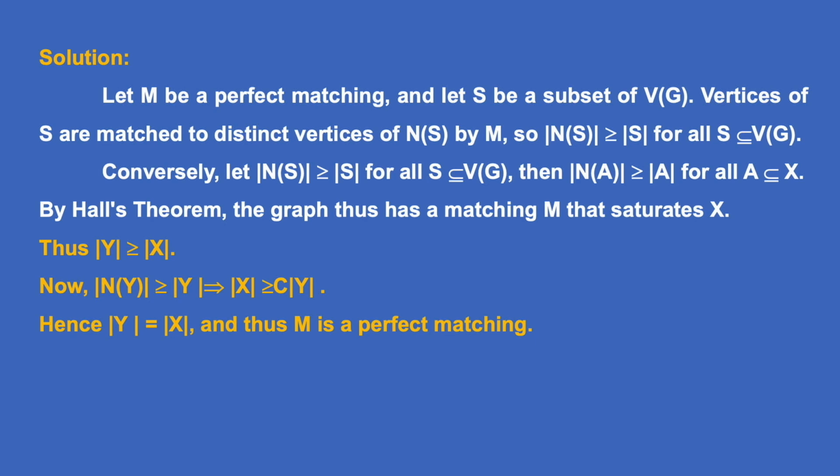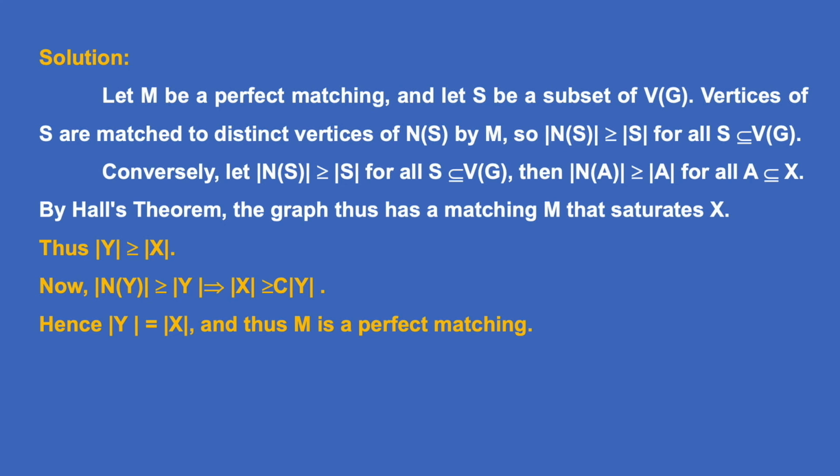Conversely, let cardinality of N of S be greater than or equal to cardinality of S for all S which is a subset of V of G. Then, cardinality of N of A is greater than or equal to cardinality of A for all A which is a subset of X. By Hall's theorem, the graph thus has a matching M that saturates X. Thus, cardinality of Y is greater than or equal to cardinality of X.